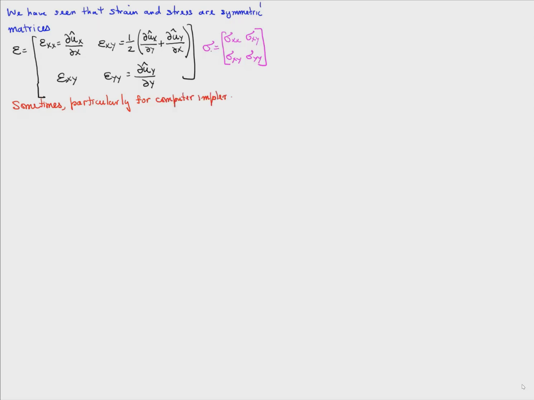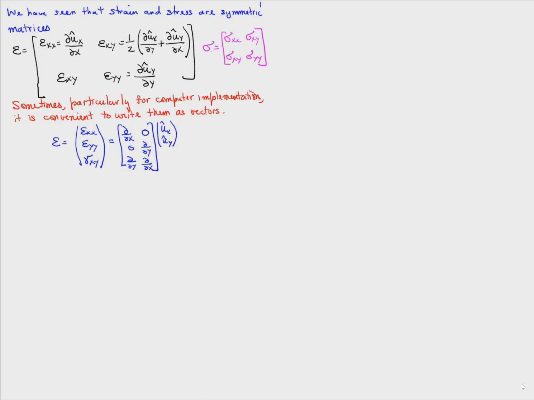Sometimes, particularly for computer implementation, instead of keeping strain and stress as 2 by 2 matrices, it's helpful to write them as vectors, like this. So epsilon can be written as a vector with the 3 components, epsilon xx, epsilon yy, and gamma xy. And that can be written as this matrix of derivative operators times u hat x, u hat y, and we call this matrix B. And similarly, sigma has 3 components. So notice that the third component we called gamma xy, which is actually twice epsilon xy.